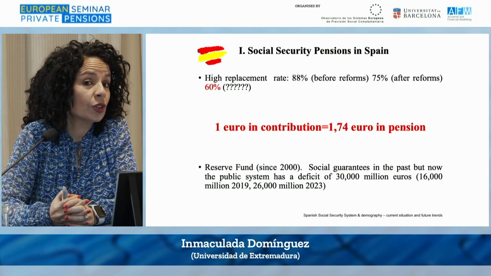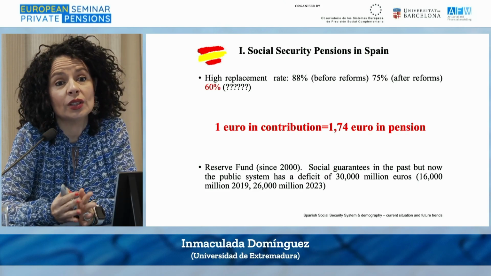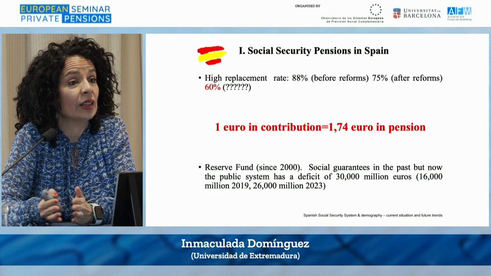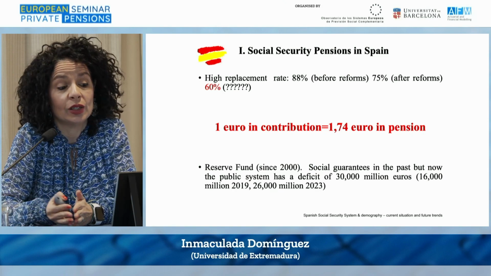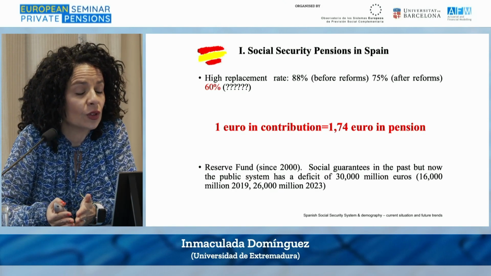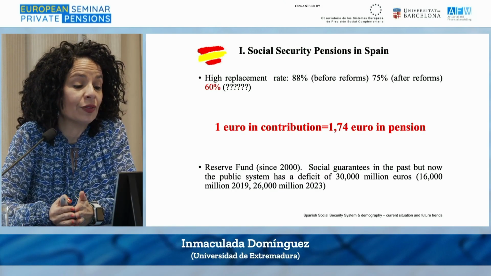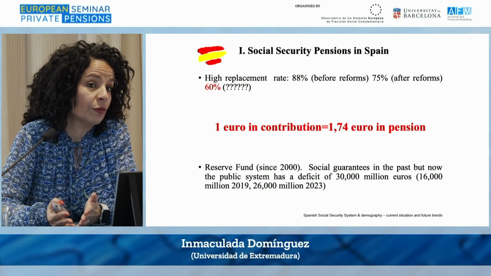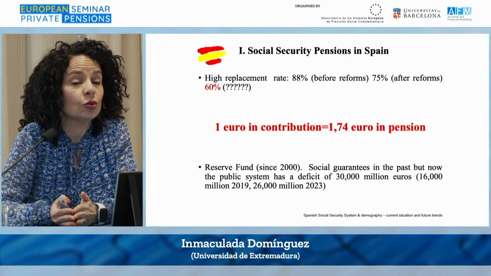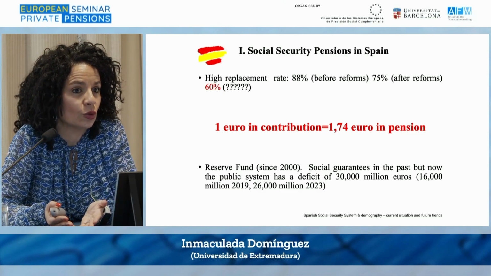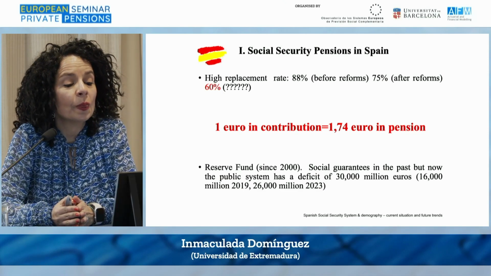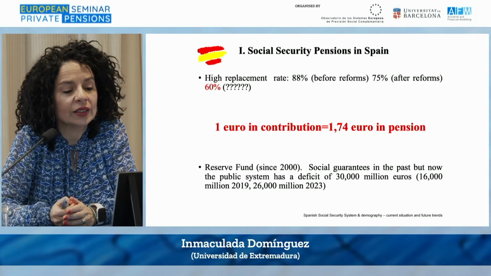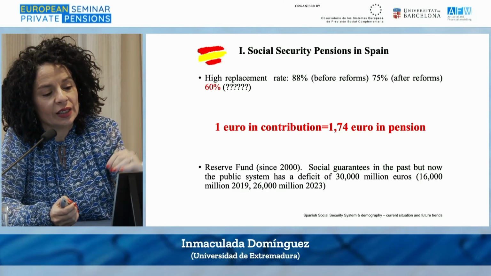And this is very important to understand what happened with the supplementary pension, with the second and the third pillar. At the end, it's very difficult to tell the people that if you receive around 88% of the public pension, you have to save. It's also difficult to tell this. And after reforms, as I will comment, this replacement rate decreased.